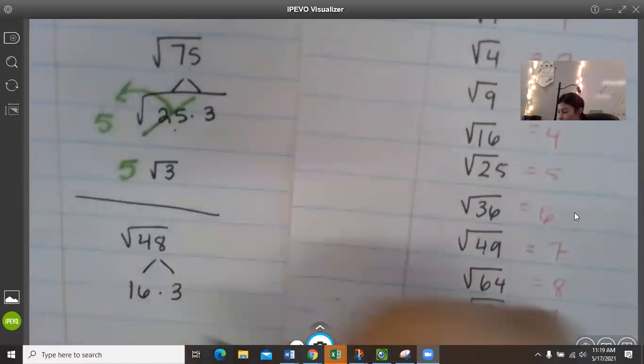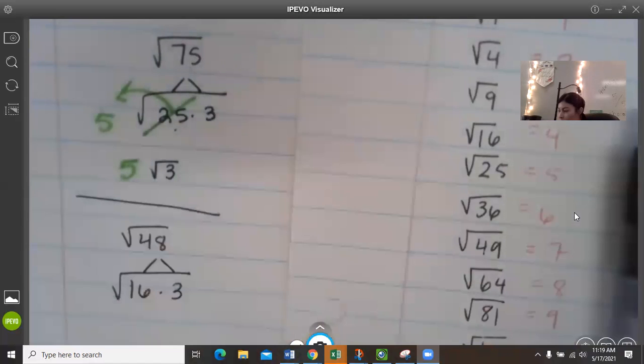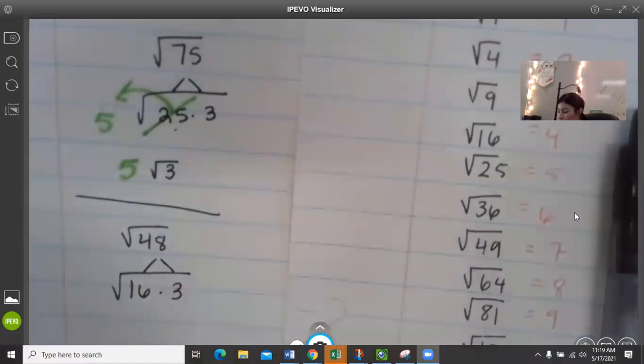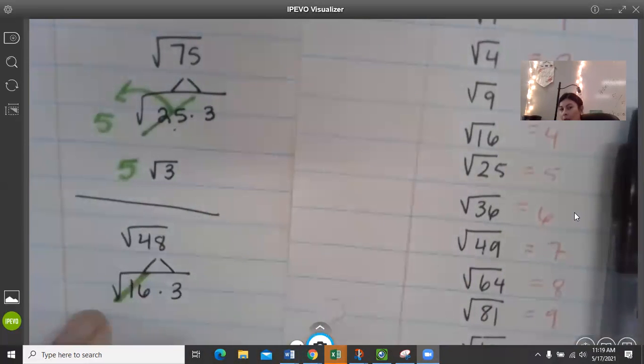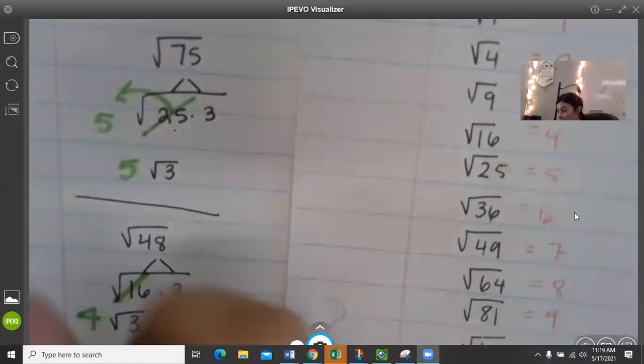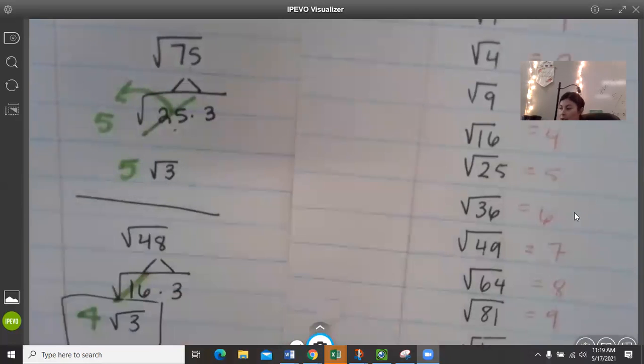I got 3. So just like the other one, the square root of 16 is 4. So when this comes out, what does it come out as? 4 or 16? The 4, because the square root of 16 is 4. So my answer is 4 square root of 3. Okay, that is how I simplify that. All right, let's try another one.